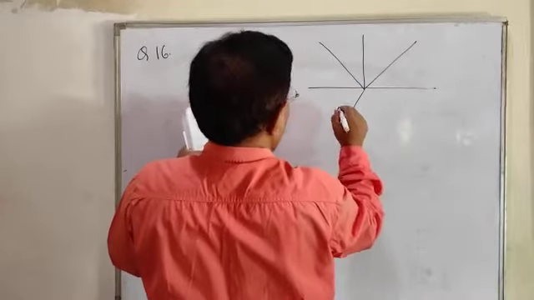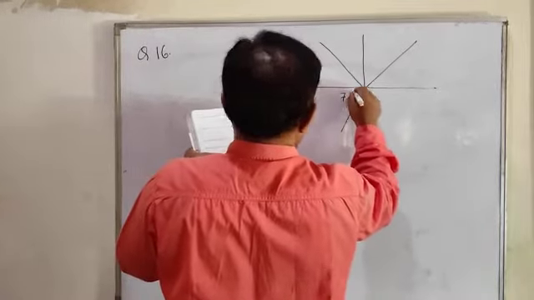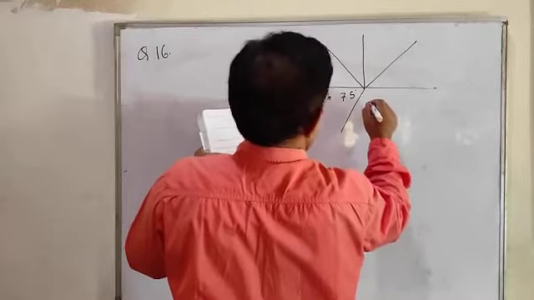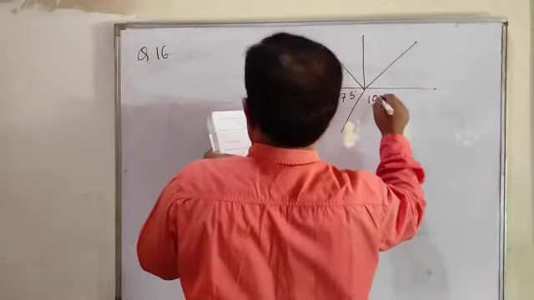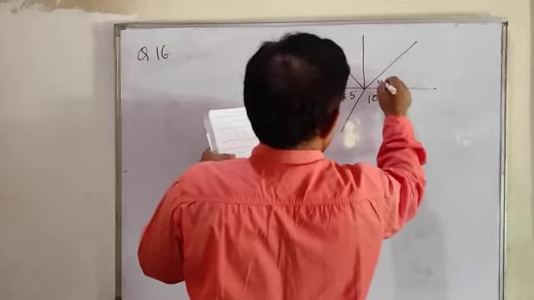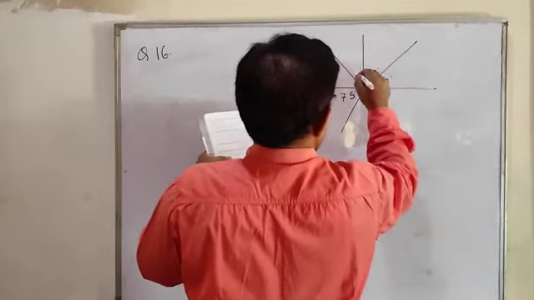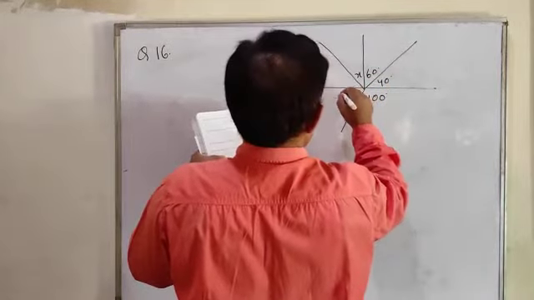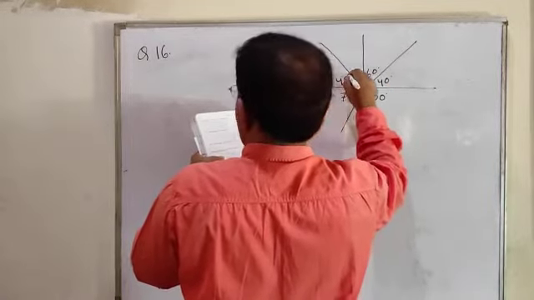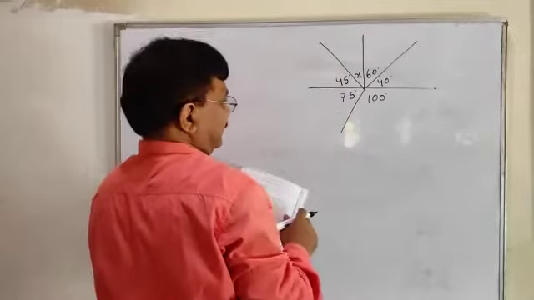It is 75 degrees. This side 100 degrees, 40 degrees, 60 degrees, x degrees and 45 degrees. Find the value of x.